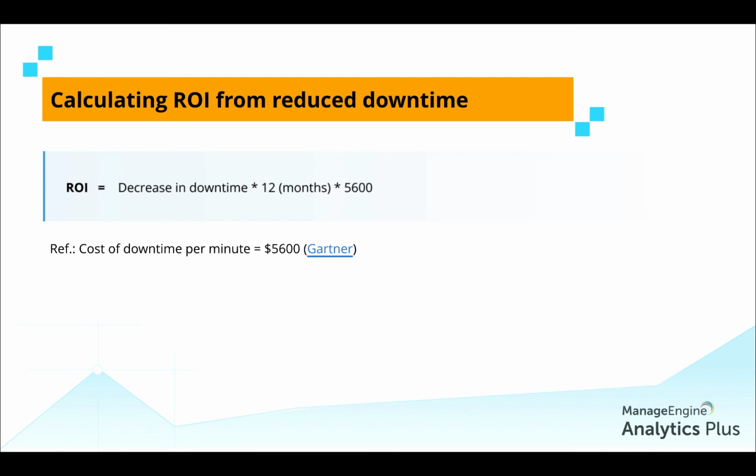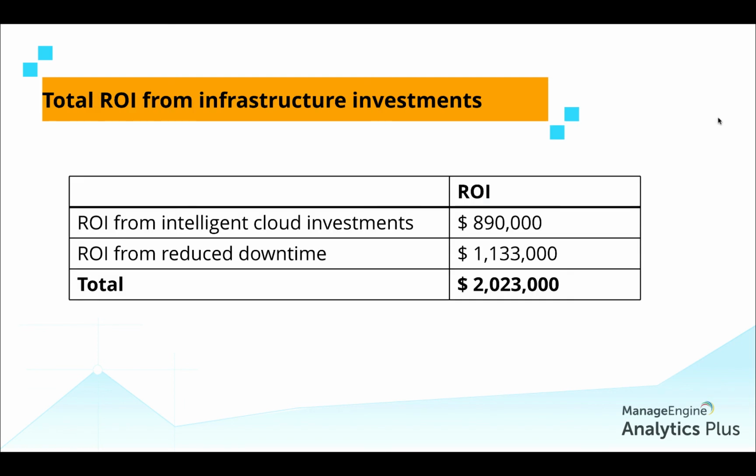Now let's add all the cost saved to a table. From the table, it's clear that the organization can save a staggering $2 million through optimal use of cloud infrastructure and by reducing downtime.